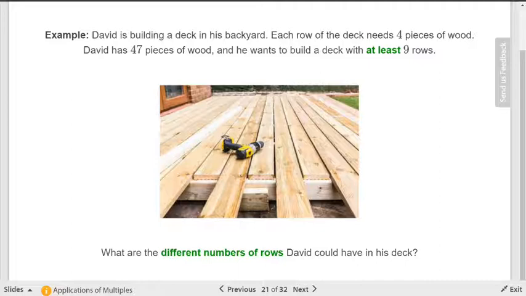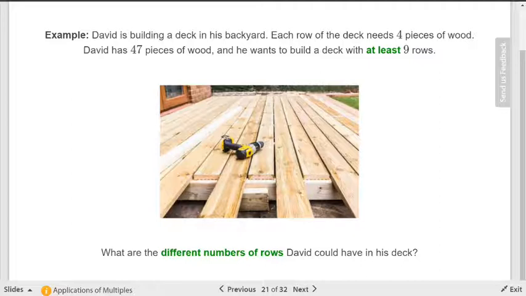He has 47 pieces of wood, and he wants to build a deck with at least 9 rows. So, at least how many rows? 9. So 9 is my multiplier. So I'm looking at multiples of what number? 4. And how many rows? 9. So that means 4 times 9. So he wants at least 4 times 9.